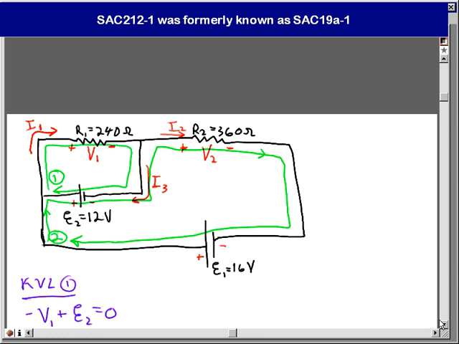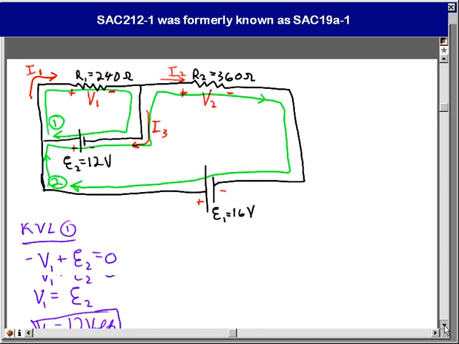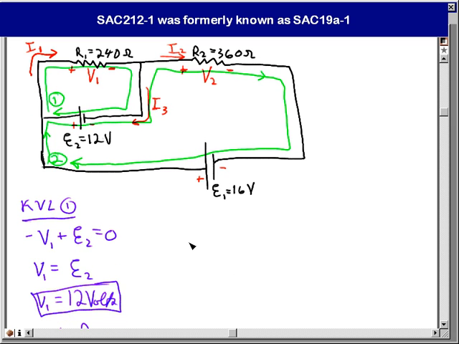Okay. Now let's look at the second loop here. On loop 2, I'll do KVL on 2. I get, say, minus E2. Keep working my way around. I get minus V2, so go from high to low. And then this one's from low to high, so plus E1. And that's all. Then back to the start, so equals 0.